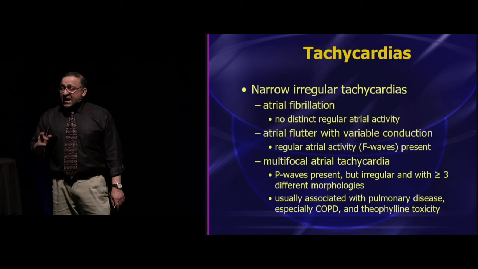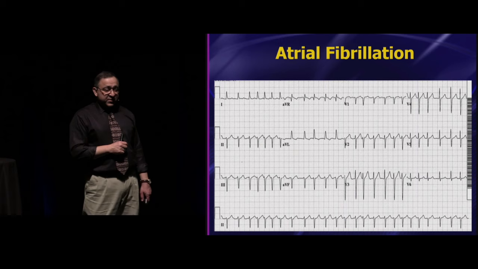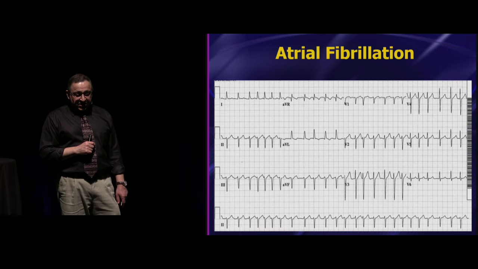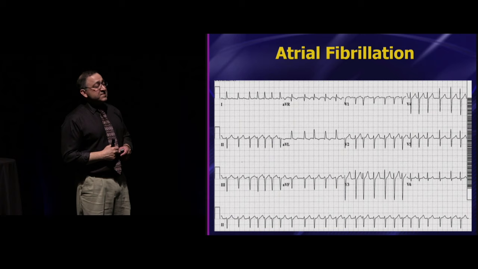So here's your atrial fibrillation. It's irregular, and you don't see any clear-cut P waves that march out, all right? This is the most common sustained tachy dysrhythmia that we all see.